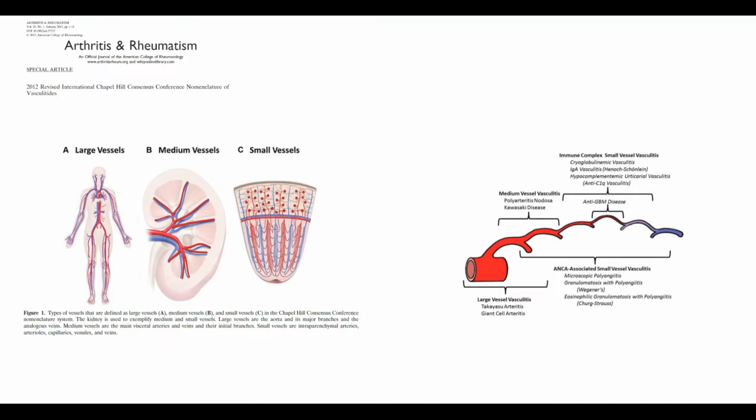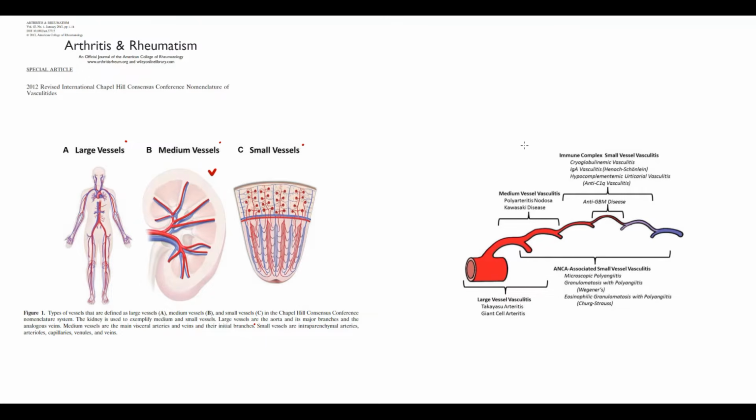In our body, we have three types of vessels. It's large vessels such as the aorta and its branches. It's medium vessels that supply blood to particular organs. For example, it's coronary arteries that supply blood to the heart, or mesenteric arteries that supply blood to the intestine, or renal arteries that supply blood to the kidneys. And it's small vessels such as arterioles, capillaries, and venules. Polyarteritis nodosa affects medium-sized arteries, and it's the main visceral arteries that supply our organs.